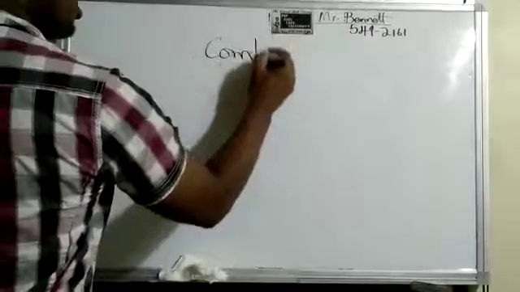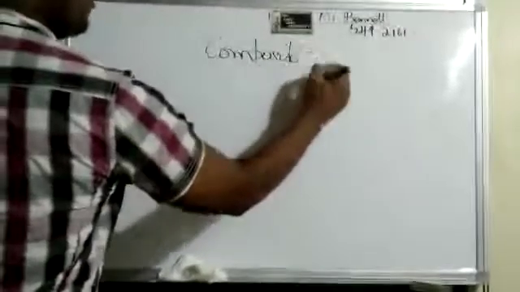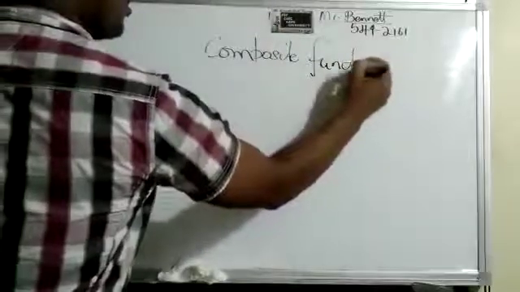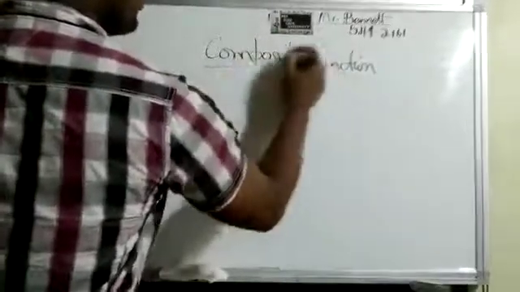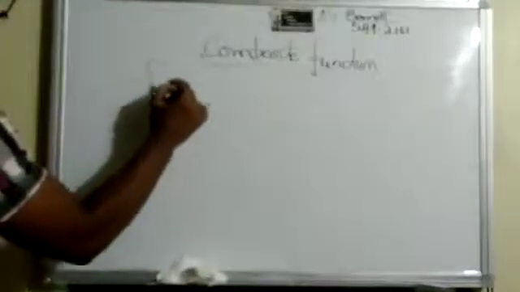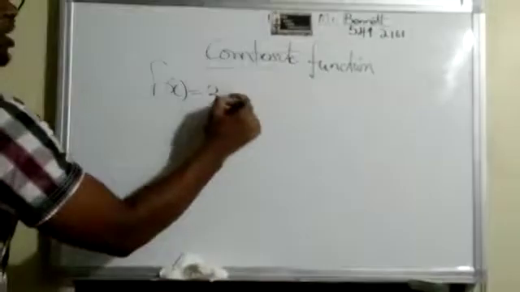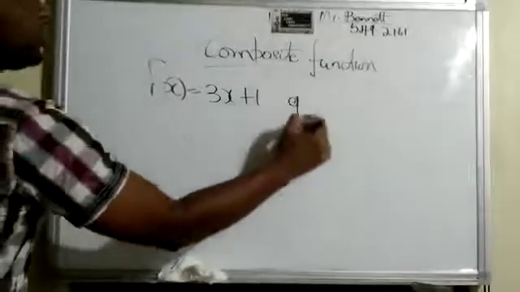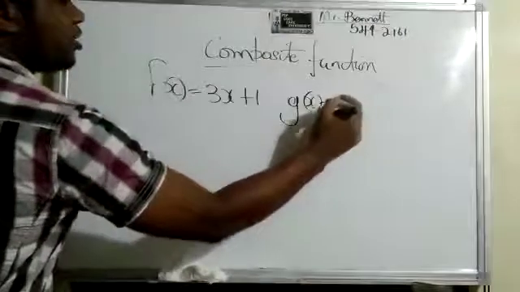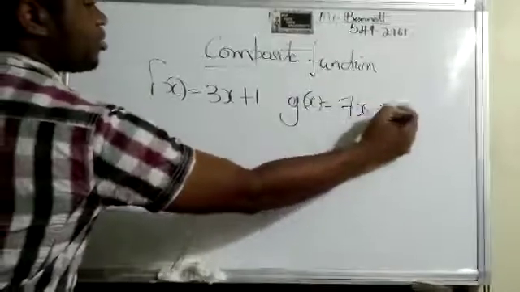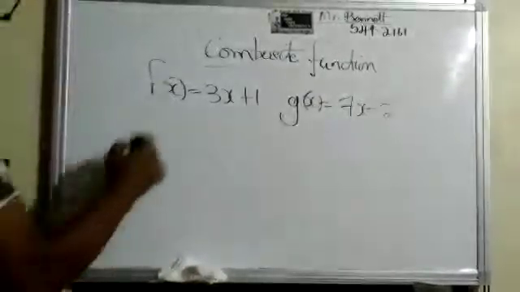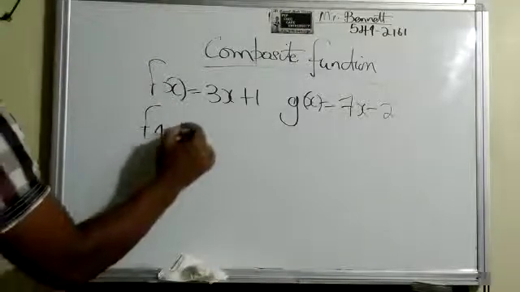Alright, we've been looking at single functions, but what if they gave us two functions to combine? That is known as a composite function. So what we will be doing is combining two or more functions. So let us go. We have f of x is equal to 3x plus 1 and g of x is equal to 7x minus 2. And they asked us to find f of g of x.